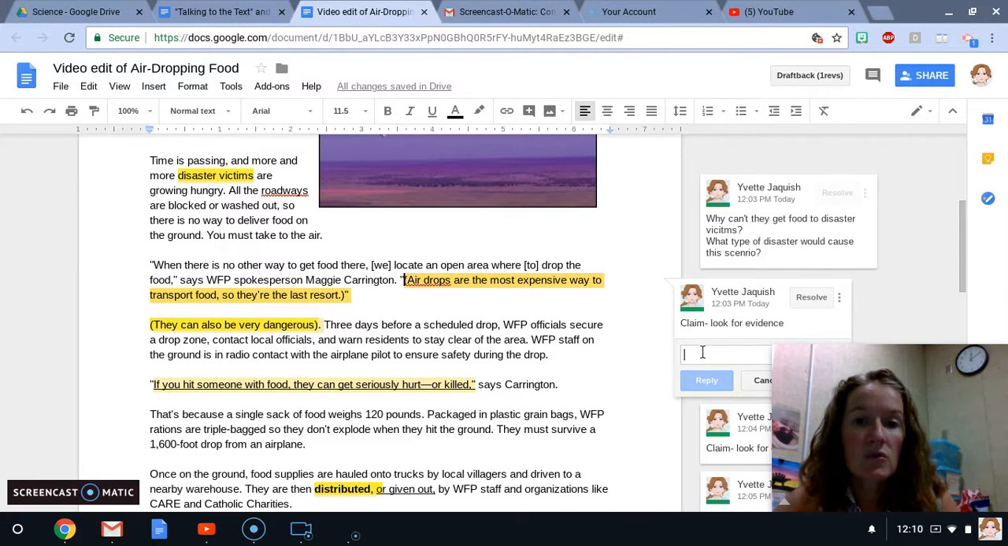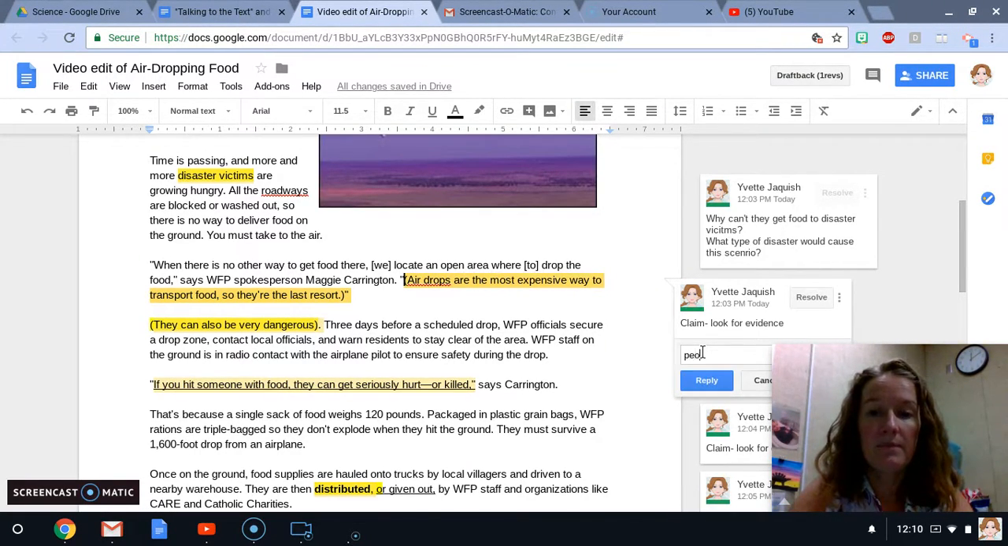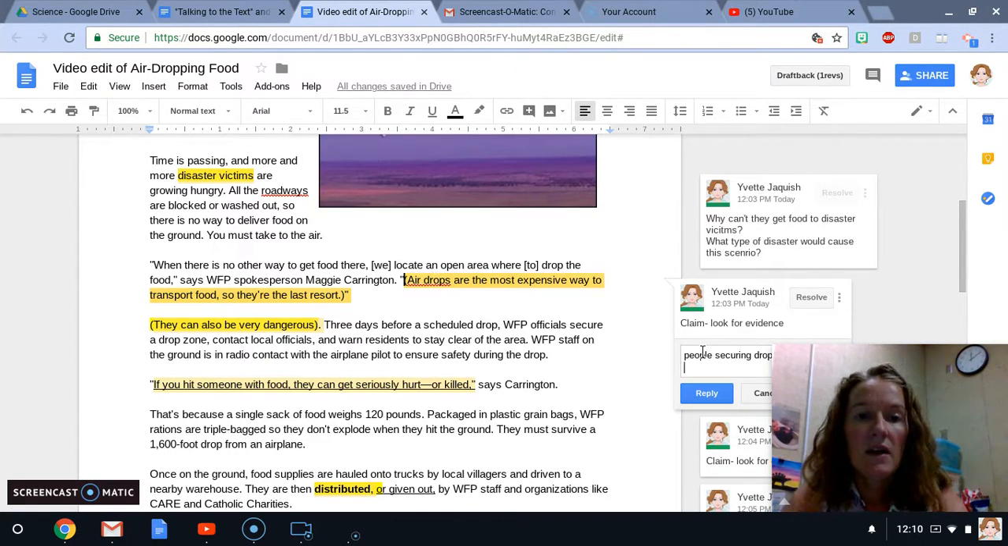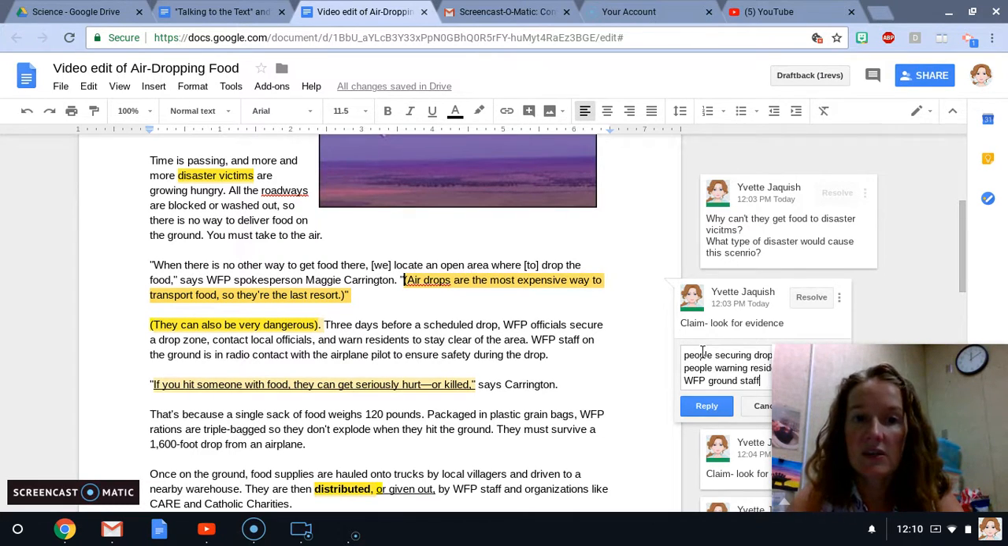3 days before the scheduled drop, WFP officials secure a drop zone. So you have people working to secure a drop zone. That means you're paying for people. That's an expense, right? And warn residents to stay clear. People warning residents, right? Then you have WFP staff on the ground. WFP ground staff. They're expensive.